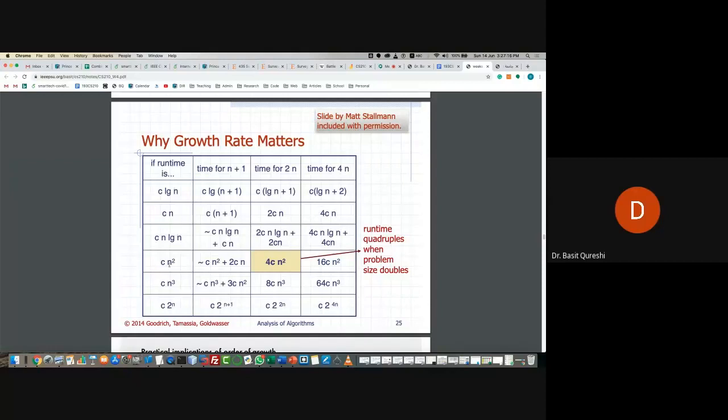But as this grows bigger, you'll see that there's a big difference now. Look at a bigger number. Go with cn squared. Substitute n+1 in n squared, and you're going to get something like this. If you put 2n in there, you're going to get 4cn squared. For 4n, it becomes 16cn squared. Look at the cube: 64cn cubed. So you see, just changing the size of the data by a small number is having an impact on the overall runtime.